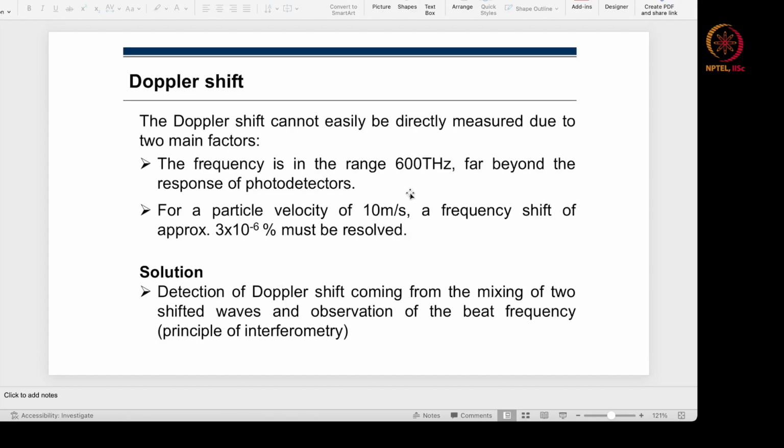However, you have these problems because of the 600 terahertz frequency and the extremely small frequency shift of approximately 3 parts in a million, a resolution problem. So what you do is mix two frequencies coming from two different shifted waves, observe the beat frequency, and use the beat frequency to calculate the velocity, because your ultimate aim is to calculate the velocity. You are not interested in the optics, but you want the optics to be such that you are able to measure the velocity, right?